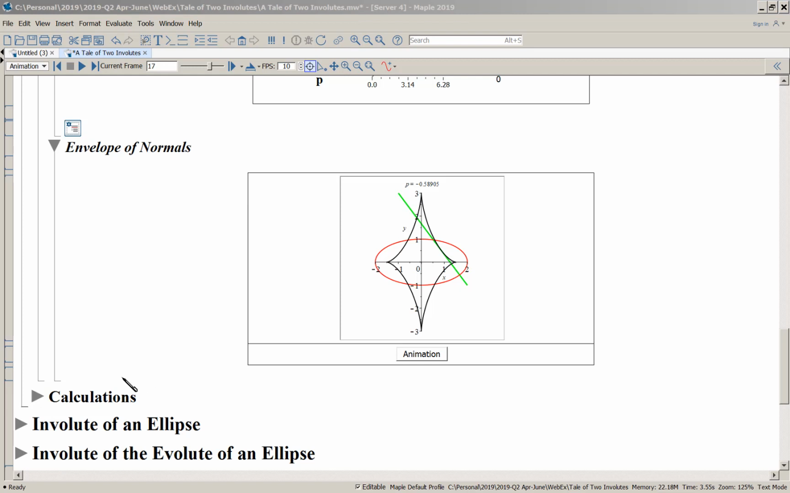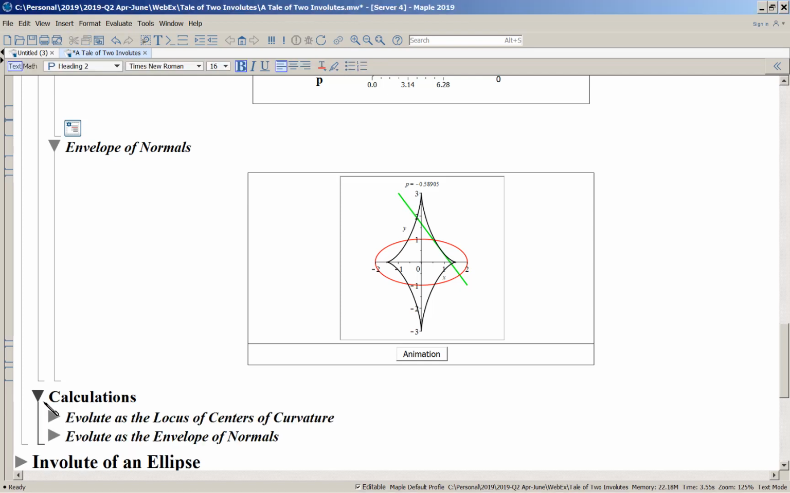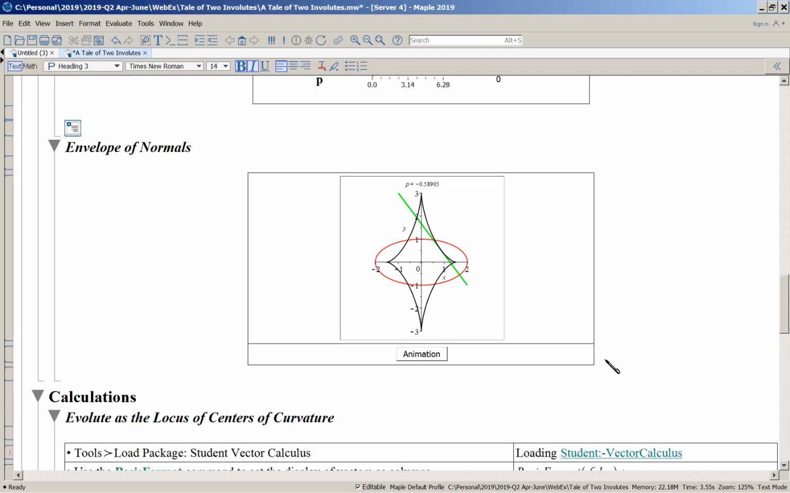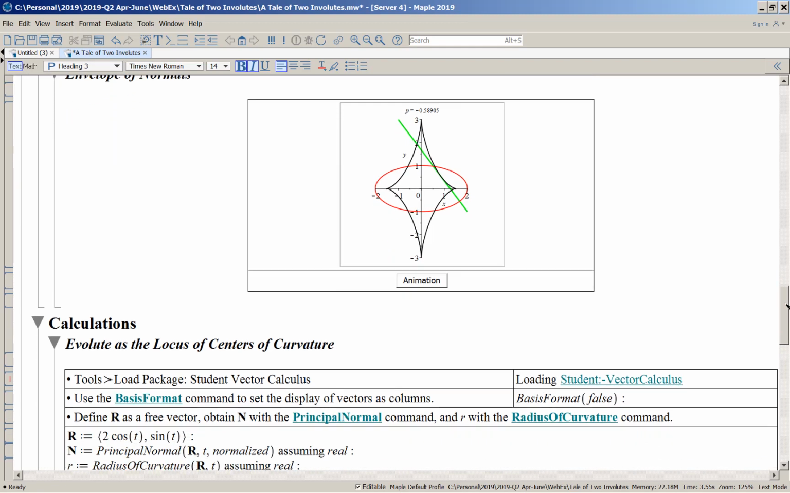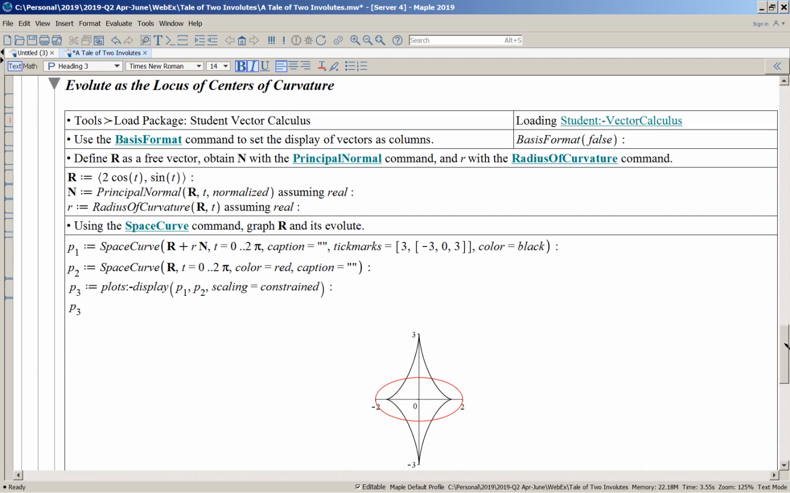Well, pictures are great, but now it's time to do some calculations. Let's obtain the evolute analytically as the locus of the centers of curvature. Here's how I did it. First of all, I worked in the Student Vector Calculus package. This command causes vectors to be displayed as columns rather than as sums over basis vectors.